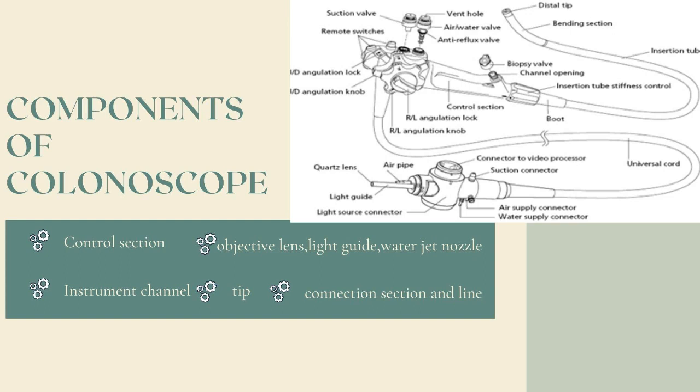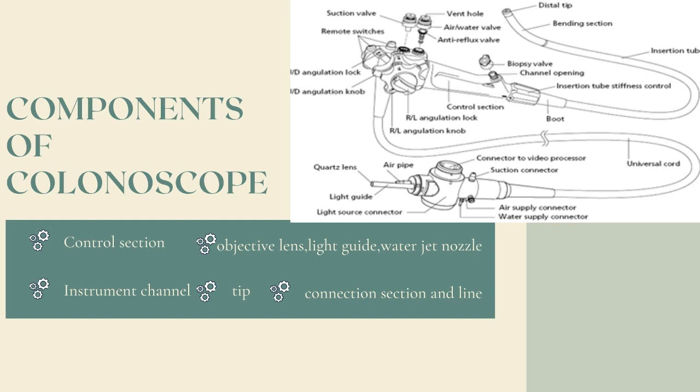Next, we are going to see the components of the colonoscope. Control section: it provides the distal and bending section. Instrument channel: the instrument channel is present in the colonoscope, in which it has forceps, snare, injector and clip device. Object lens, light guide, water jet nozzle, working channel. Colonoscopes have several hollow channels for suction, water and air delivery, and for the insertion of accessory instruments. The light guide is for better viewing.